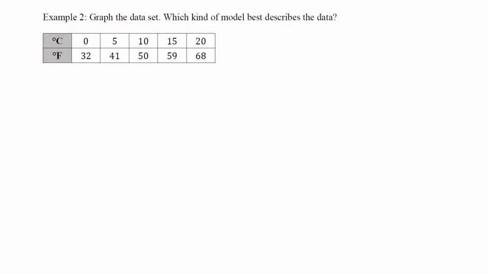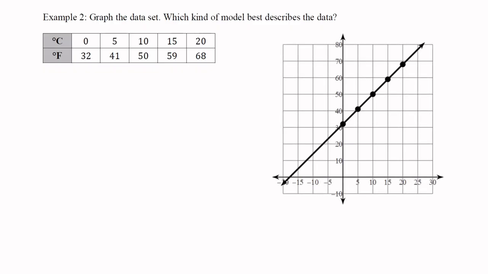In this example, we're going to graph the data set and determine which kind of model best describes the data. So here we have degrees Celsius versus what the degrees are in Fahrenheit. So if we plot the data, you can see a more linear relationship between the two pieces of data.